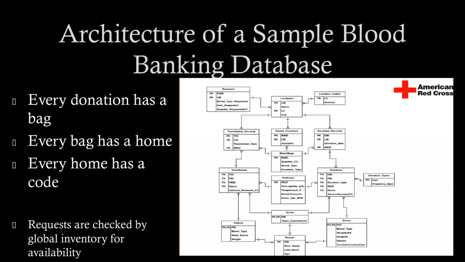Blood bags also have their own unique identifier from each patient that we get them from, and they are also stored in a unique location with its own identifier and its own unique code, like for instance a hospital or a donor center or even a distribution center.